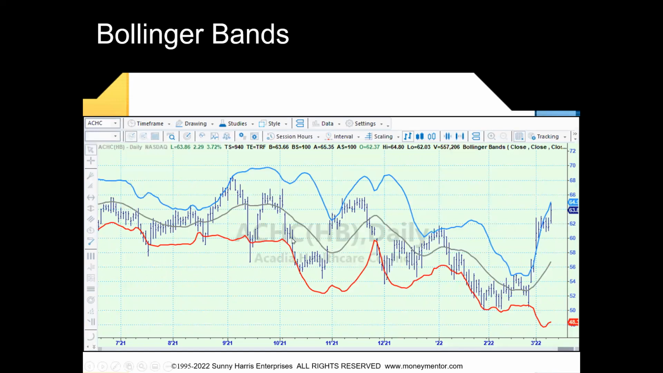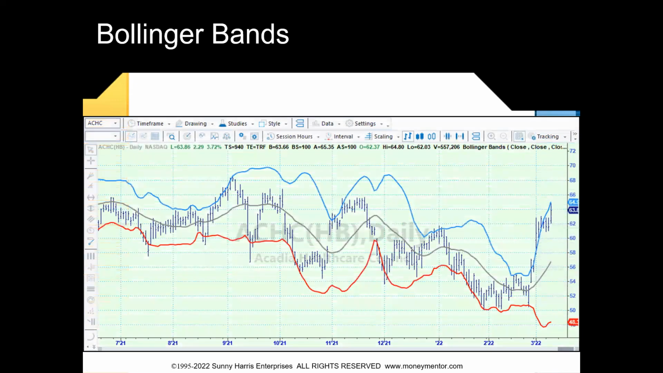These are Bollinger Bands, and John Bollinger calculates this gray line in the middle as an exponential moving average. And you know what I said about whipsaws with that. The red line is his bottom band, and the blue line, pardon me, is his top band on that.